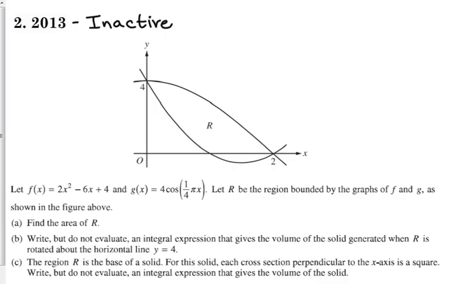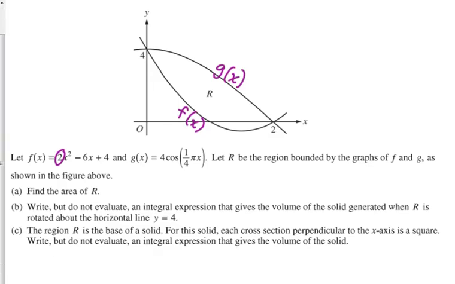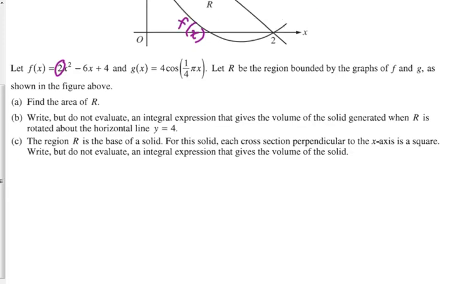So what do y'all think? Which one is which? Which one is the parabola? Which one is 2x squared minus 6x plus 4? The bottom one, okay? The bottom one. Because the biggest reason why I know that is because it's positive 2x squared, so it's upward facing. It can't be the top curve. The top curve is downward facing. Okay, so this is f of x, and the other one is the cosine function, the g of x.